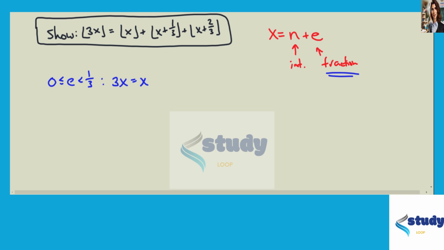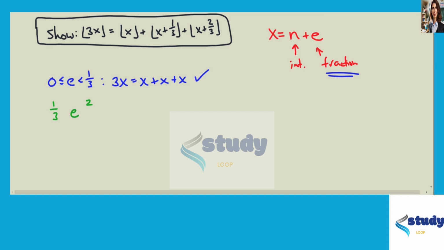X plus 1/3. Well, adding 1/3 to a fractional piece of x, which is smaller than 1/3, that's just going to stay x. And my third term, x plus 2/3. Because x has a fractional part less than 1/3, even adding 2/3 doesn't push it up to the next integer, so that also will equal x. So 3x equals 3x. Yes, that's true. Okay, now let's go to our next case.